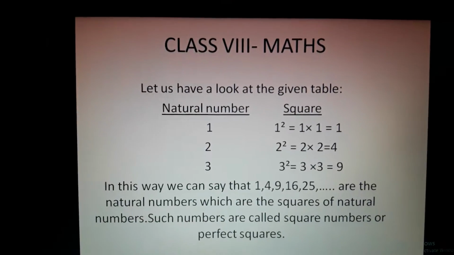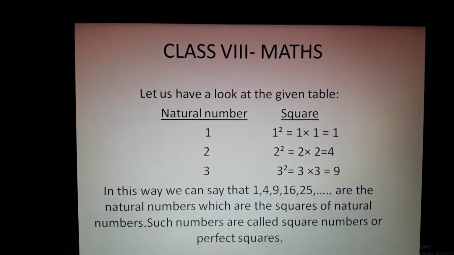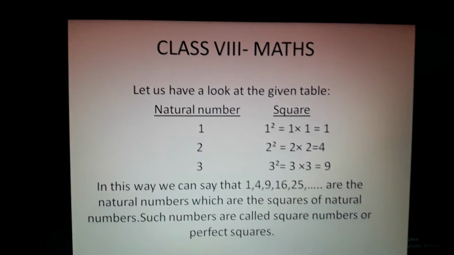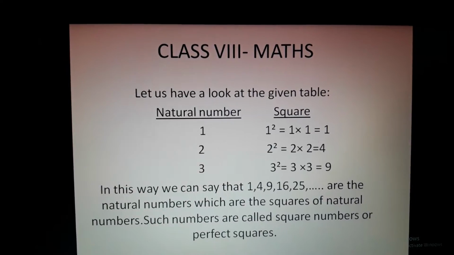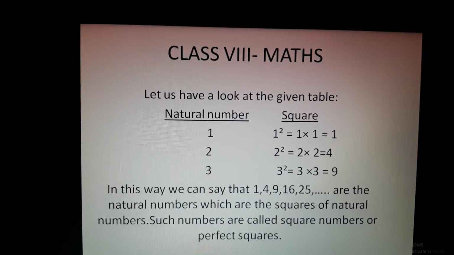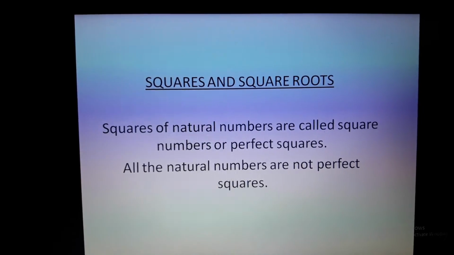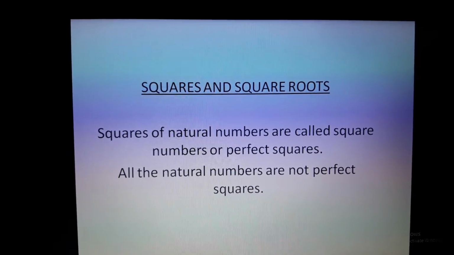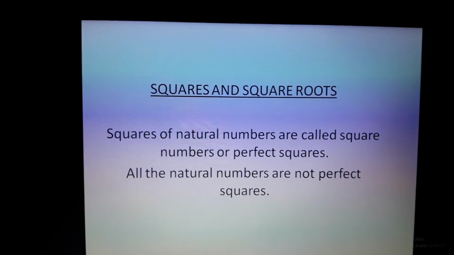In this way we can say that 1, 4, 9, 16, 25, and the other numbers are the squares of natural numbers. Such numbers are called square numbers or perfect squares. So here we are talking about the chapter squares and square roots. Squares of natural numbers are called square numbers or perfect squares. All the natural numbers are not perfect squares.